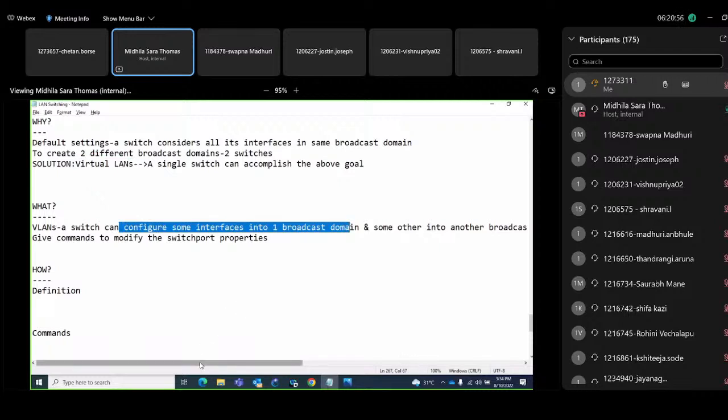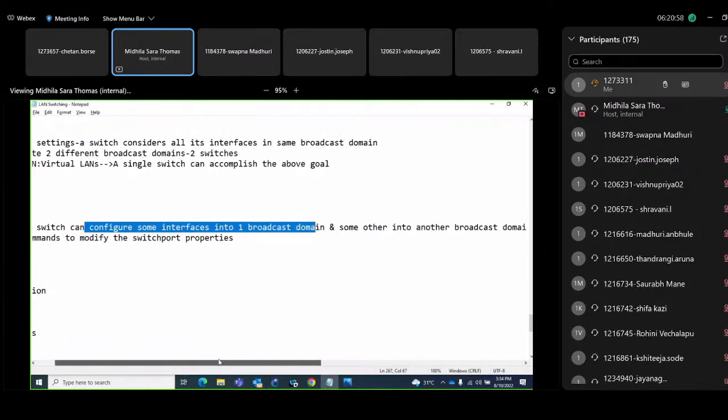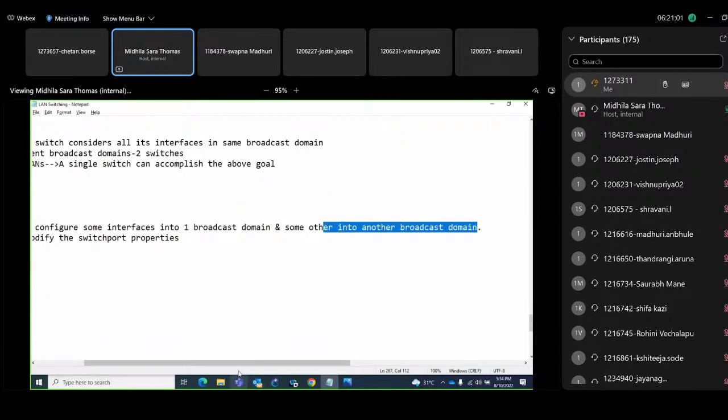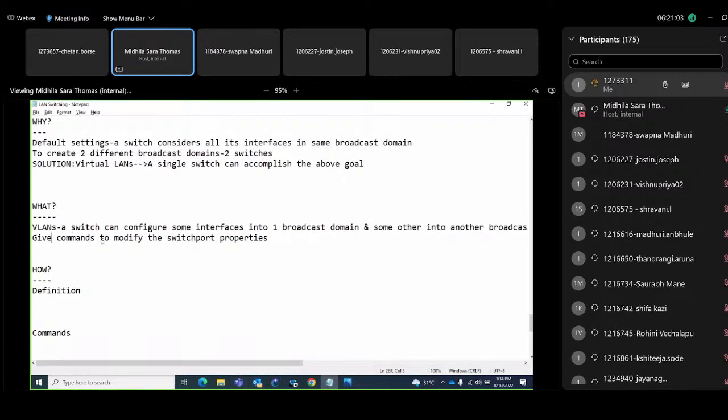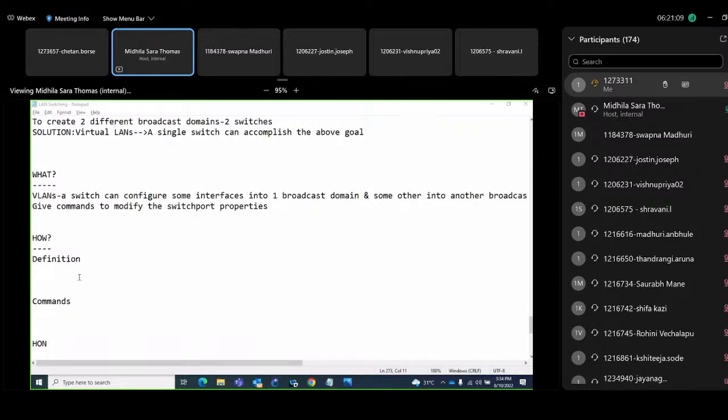A switch can configure some interfaces in one broadcast domain and some others in another broadcast domain. How? We have to give commands. Now is it okay for everyone? Shall I continue?